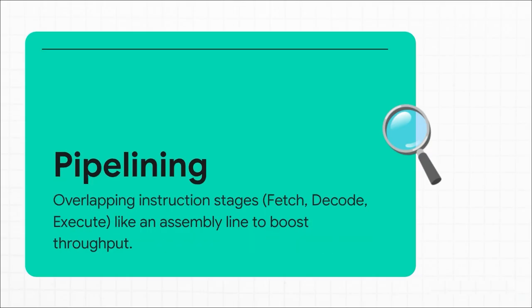The next really big idea is called pipelining. See, instead of processing one instruction from start to finish before starting the next one, the CPU overlaps the stages. It works just like a factory assembly line. While one instruction is in the execute stage, the next instruction is being decoded, and a third one is being fetched, all at the exact same time. This massively increases how many instructions get finished over time.